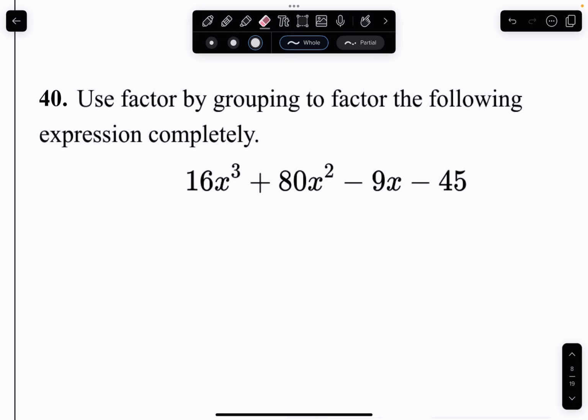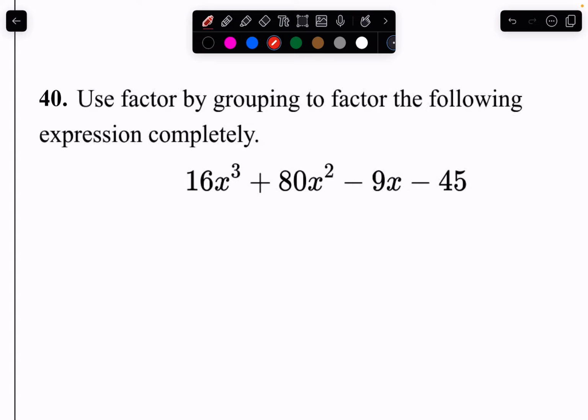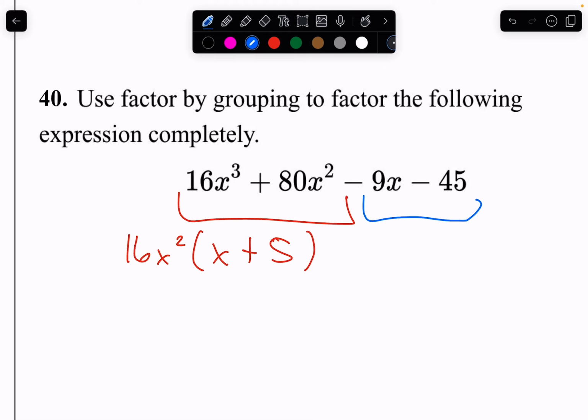So we've got our 4 terms. We look to see if we have a GCF we can pull out. We do not. So we're going to do our factoring by grouping. So we've got a 16 and an 80. We can take out a 16 from there, actually. So we're going to take a 16 and an x squared out. So we're going to be left with x plus 5. Then we look at the second group here. Again, this guy's negative. You got to pull a negative out. The GCF here is going to be 9. So we're going to pull a negative 9 out, and we get x plus 5.